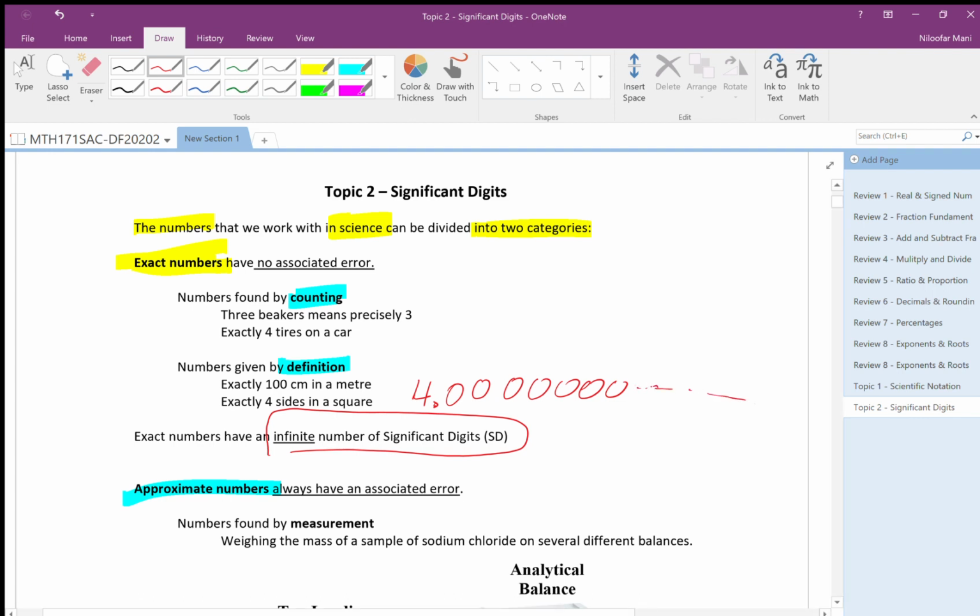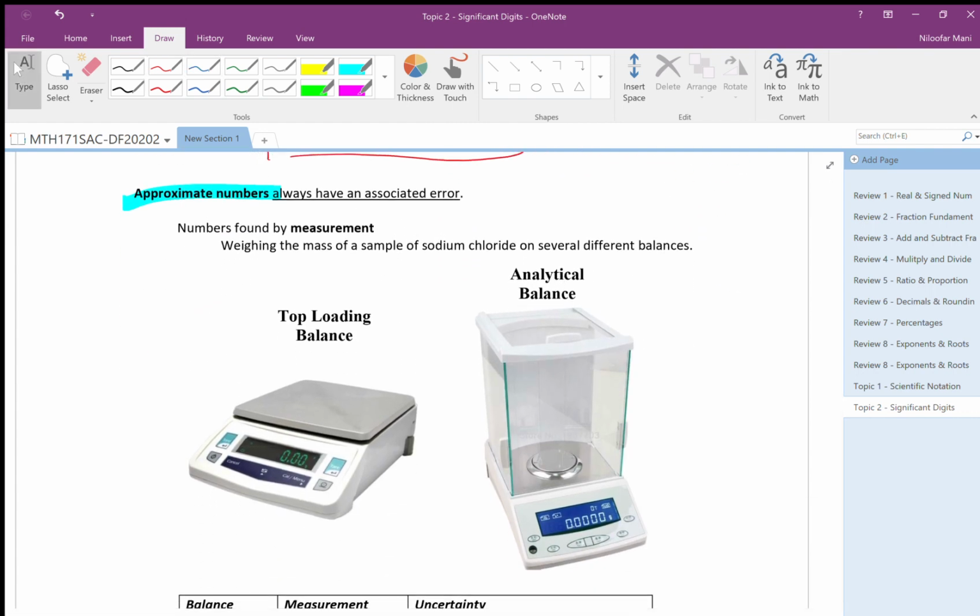The second category is approximate numbers. If you measure something, it comes with error and it's not exact at all. What do I mean? Look here. I can have, for example, a sample, and I can measure the mass of the sample using this top loading balance or using this analytical balance.